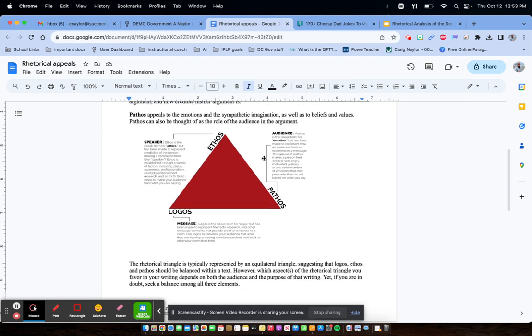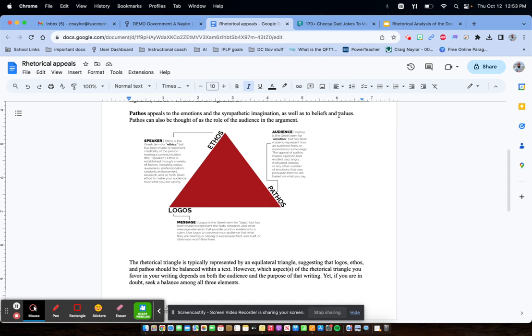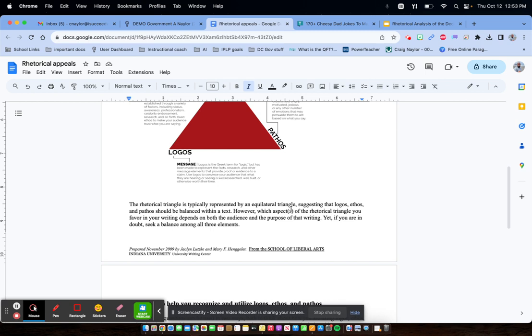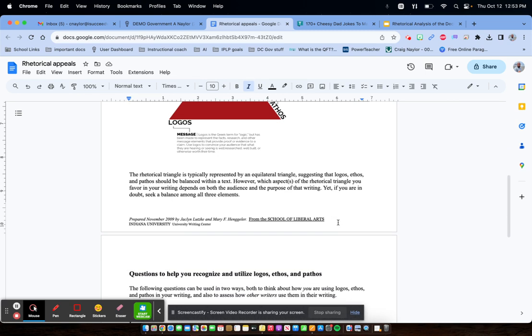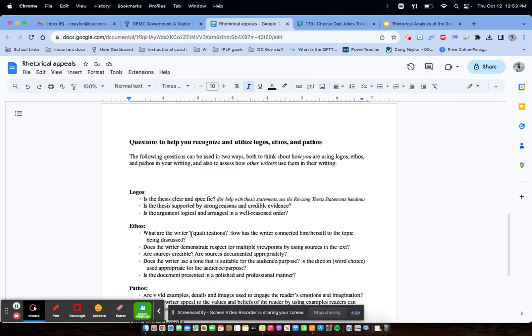Okay. And here on a triangle, it's generally perceived that they are equal. Some arguments take a stronger side on this, but it's usually portrayed this way to have balance. And if you want to expand this, you can print it out. I'll have this sheet here. The rhetorical triangle is typically represented by an equilateral triangle, which I kind of went over there. And these are some questions you can ask when you read a paper: is the thesis clear and specific? If we're looking for logos, is the thesis supported by strong reasons and credible evidence? And is the argument logical and arranged in a well-reasoned order?